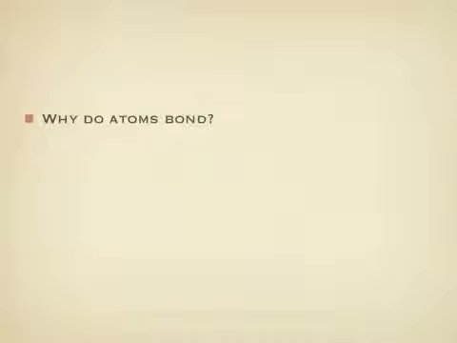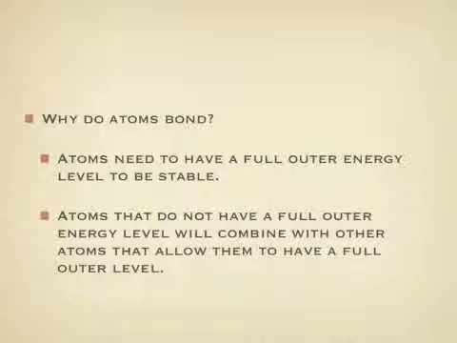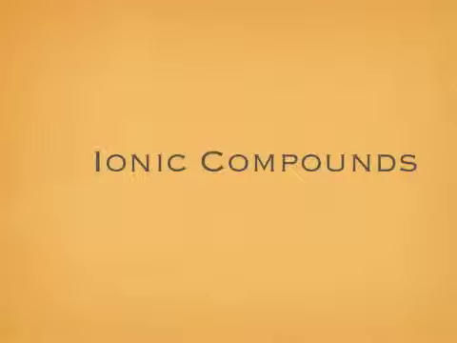Why do atoms bond? Write this question in your composition book, pause the video, and answer it. As we talked about yesterday, atoms need to have a full outer energy level to be stable. Atoms that do not have a full outer energy level will combine with other atoms that allow them to have a full outer level. Our title today is Ionic compounds.